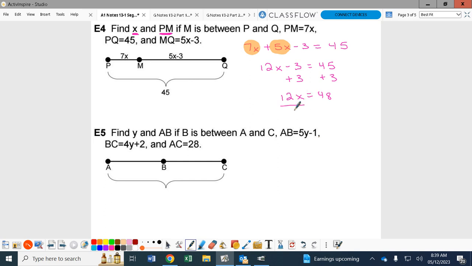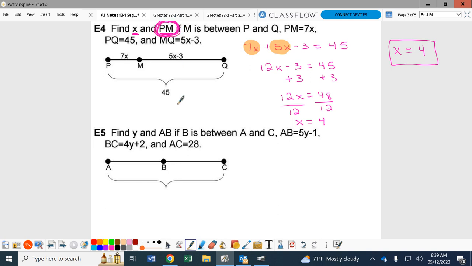You're then going to divide both sides by 12. And what is 48 divided by 12? 4. So you have one of your two answers. One answer is that x equals 4. However, that's not the only answer to that question, because they asked us to plug it back in and find PM, which we need to do now.